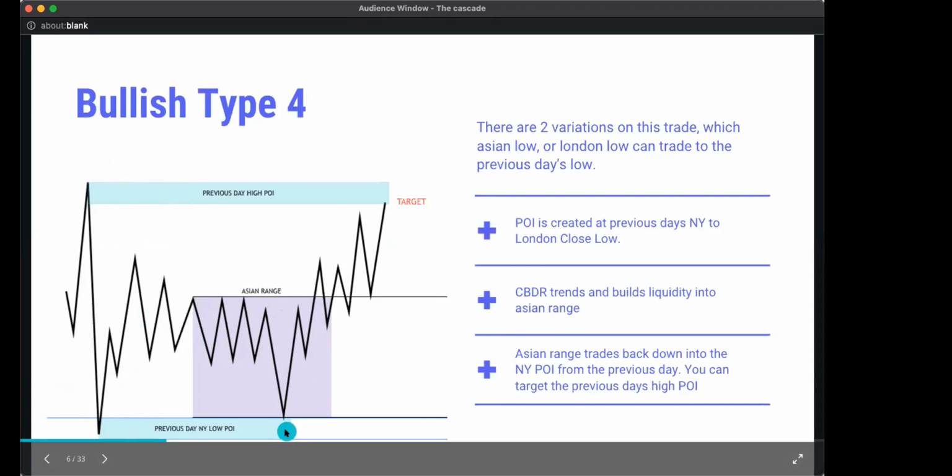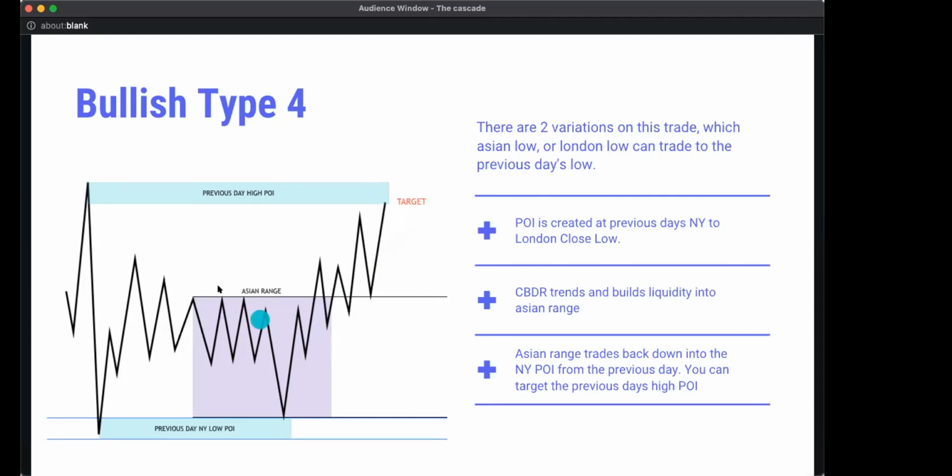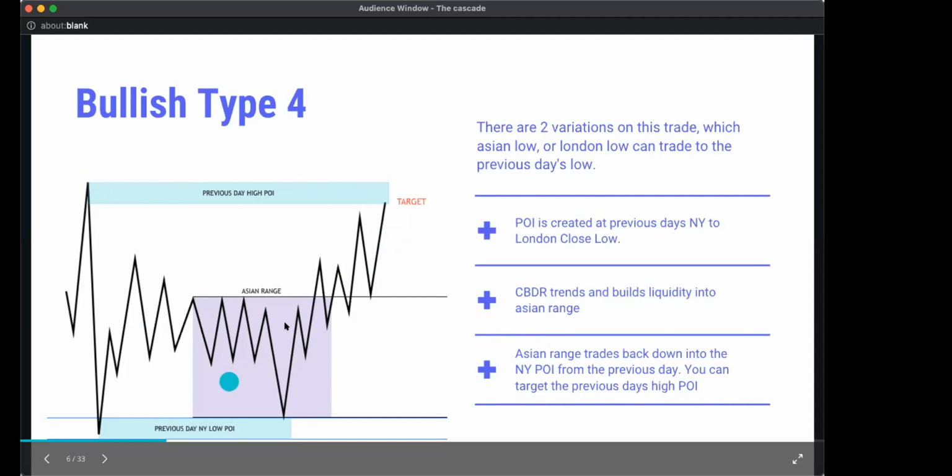Asian range is going to dip back down into that New York low POI. When we see that, you can take a buy in Asian session for a continuation. After this, you possibly get a bearish type 1 schematic, where all the highs are being taken, swept into the previous day's high, and then a retracement back down. So just be aware of that.